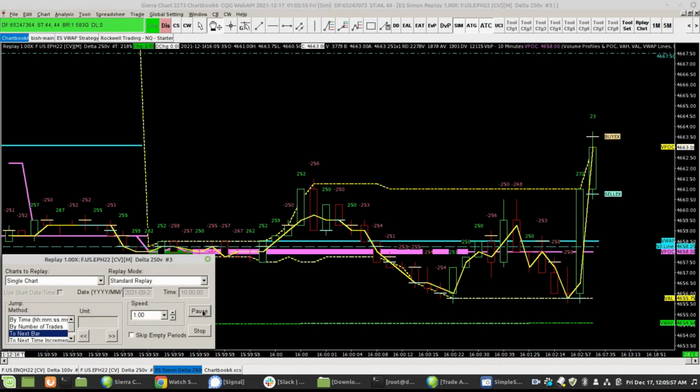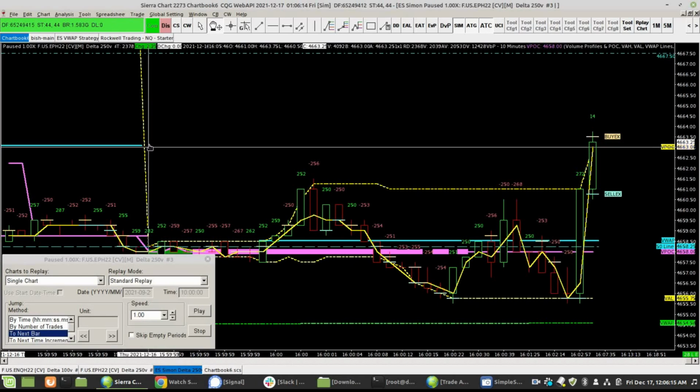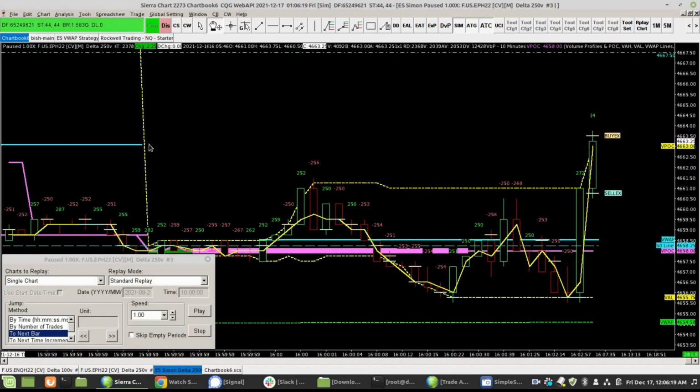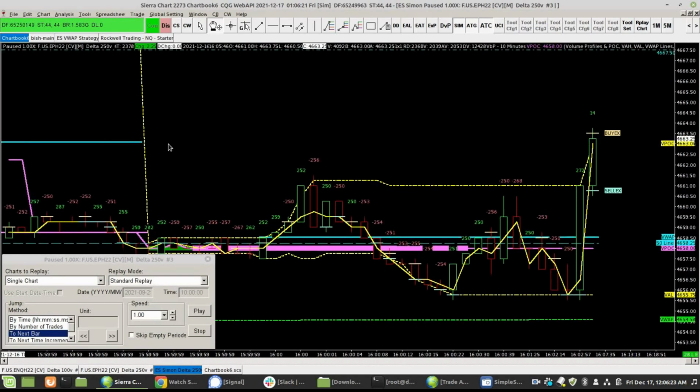Now you can see this. Volume's falling off here. People are probably taking some profits up here. And if you look left, you can see why. Okay, let me pause this for a second. If you look left, you can see why people are taking profits. Look at that right there, at 46.63, 46.63, 25.